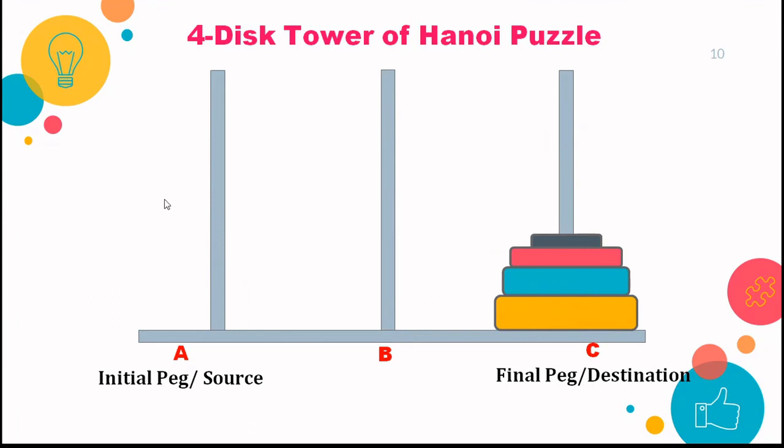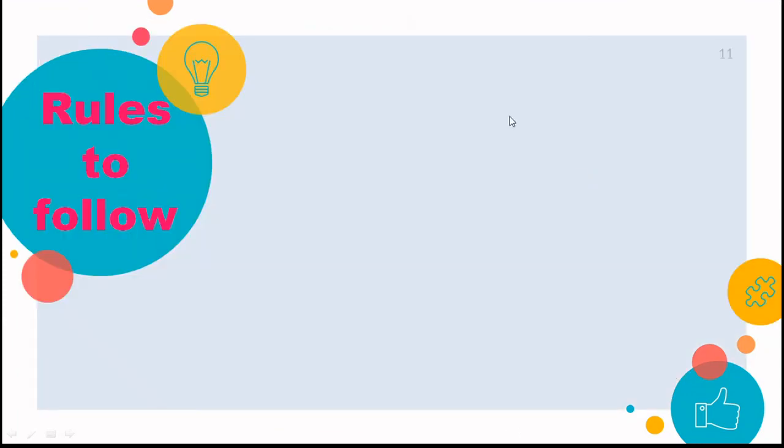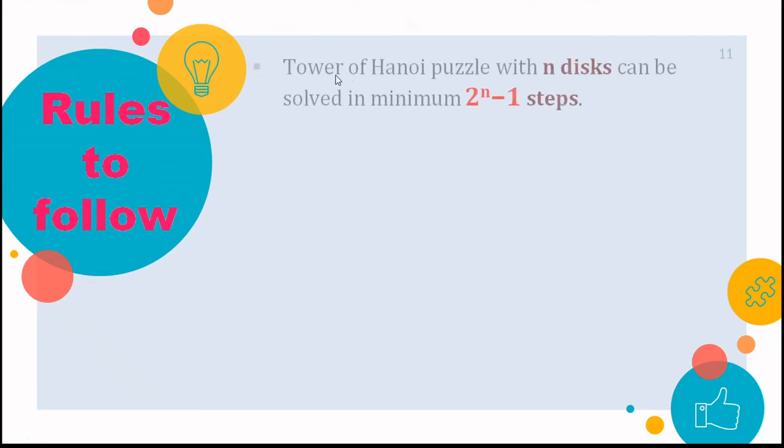So we have placed all the disks from the source to destination, but here the number of steps were large as compared to the previous examples. So the number of moves here were 15. Now let's analyze all these 4 problems together. So we come up with the formula here that the Tower of Hanoi puzzle with n disks can be solved in minimum 2 to the power n minus 1 steps.